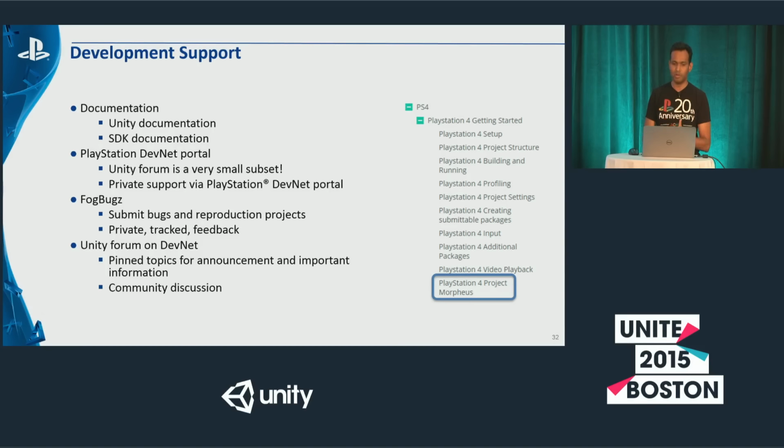The PlayStation DevNet portal has a thriving community of Unity developers. There's a forum in which support is provided, so feel free to jump in and contribute. And also feel free to open a private support ticket whenever you need. PlayStation developer support will come in and help whenever it's required. And if you find any issues with Unity itself, feel free to submit bugs with reproduction projects. They are private, tracked, and you'll get feedback directly from Unity.